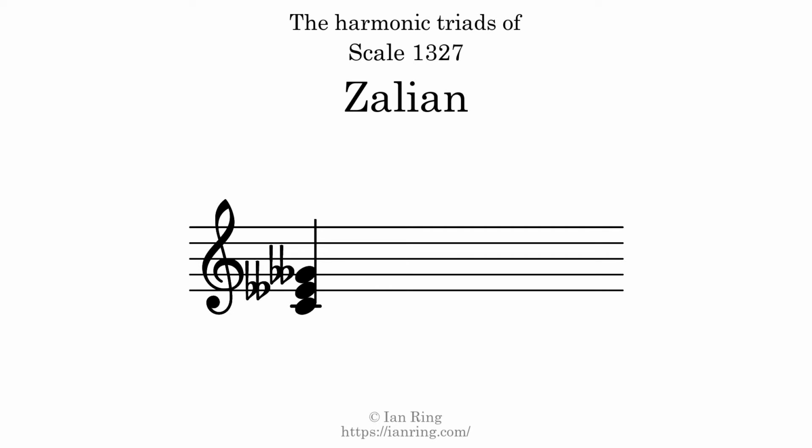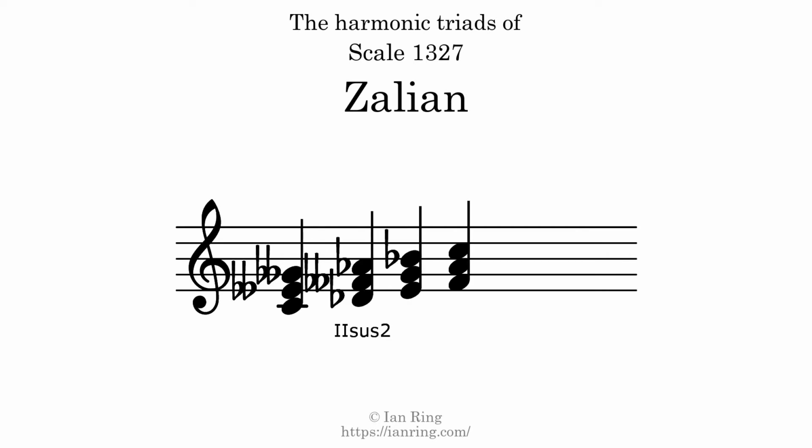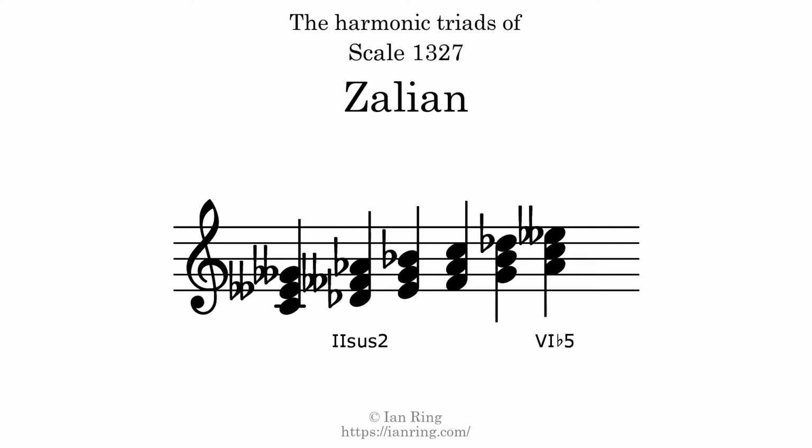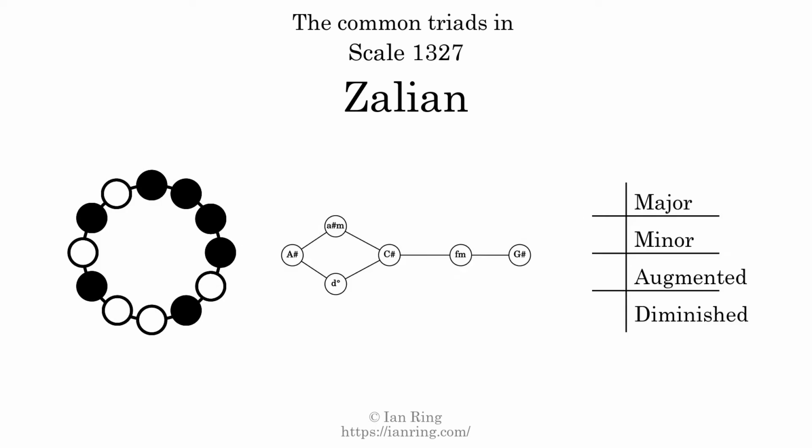Unnamed. sus2. Unnamed. Unnamed. Unnamed. Major flat 5. Unnamed. Here are the common triads present in this scale. The diagram in the center is a graph of parsimonious voice leading between triads.